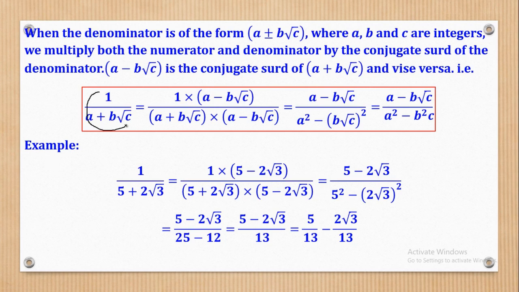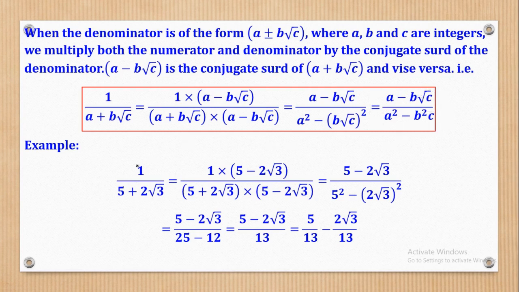Therefore, if I have this fraction, I have to rationalize to remove this surd from the denominator. So what I do, I multiply both up and down by the conjugate surd, which is a minus b root c. So when I do that and expand, I'll come up with this, which will be the answer. So in this case, I think you realize that there is no surd in the denominator. So by that we shall have rationalized.